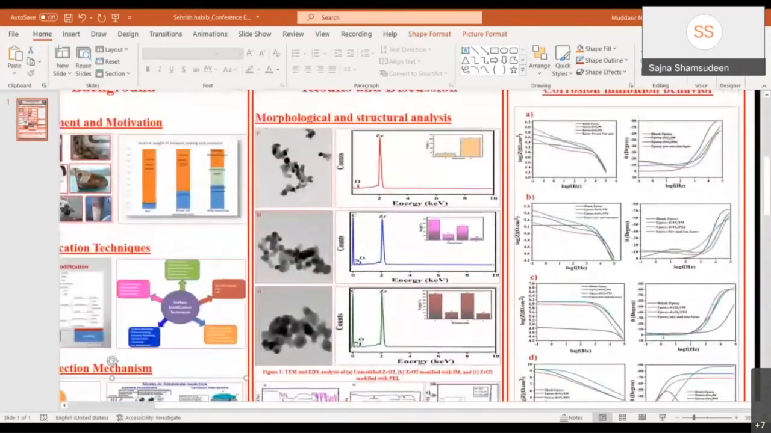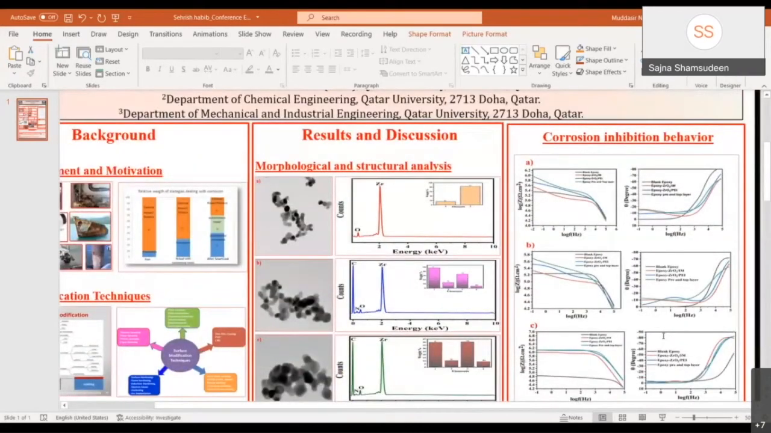The main testing for these coatings was to study corrosion inhibition. Electrochemical impedance spectroscopic analysis was done to study the corrosion inhibition behavior of the blank epoxy coatings. Four different types of coatings were made for this purpose: the blank epoxy coating, the epoxy coating with zirconia oxide and imidazole, the epoxy coating with zirconia oxide and PEI, and then a double layer of the epoxy coatings.